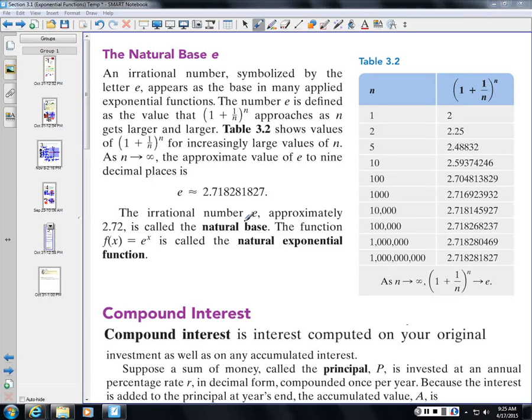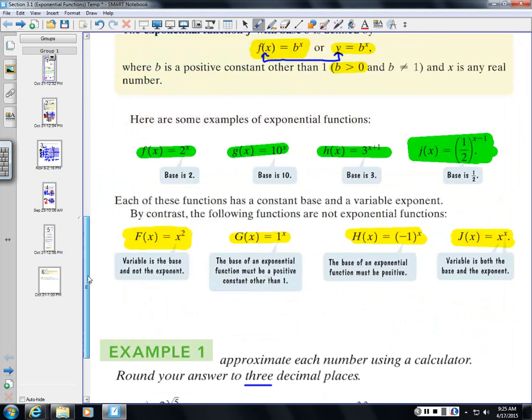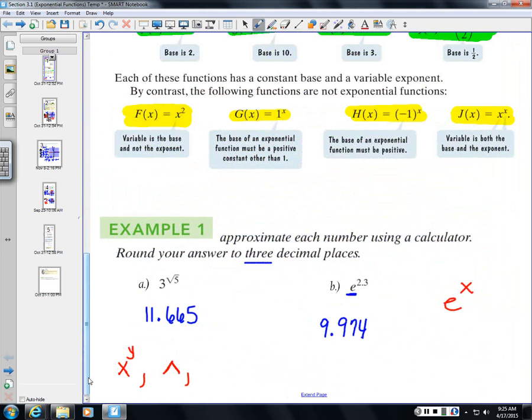In section 3.1, we've been learning how to graph exponentials. We've defined what it means to be an exponential function, and now we're going to go a little bit deeper into what that letter E represents. If you remember from the beginning of section 3.1, we learned how to use exponentials on our calculator.